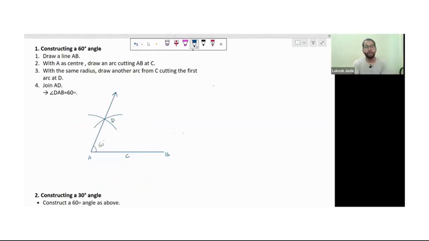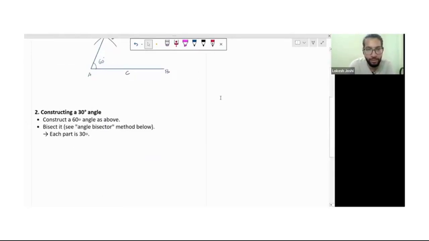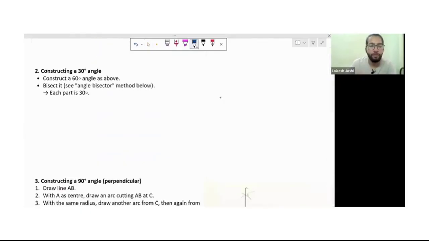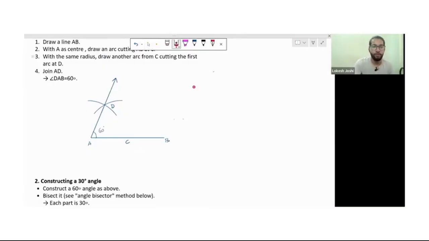It's very basic: when we have to draw any angle in this chapter, the starting one is the 60 degree. Now for the 30 degree angle, which is the next one, it's very simple if we know the idea of what the angle bisector is. You can revise this from the previous video, then it's very easy to make the 30 degree angle. To construct a 30 degree angle, construct a 60 degree angle as above. So I am drawing this one, the 60 degree angle.